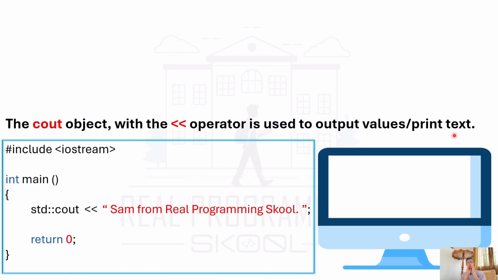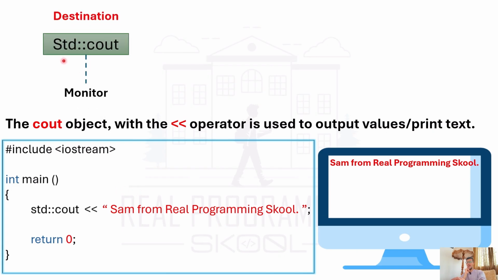Yes, in the previous video I just told you that the cout prints text, but it also prints values like numbers and other things. And this is the previous program from the previous lesson. It's about hashtag include iostream, integer main function, std cout, Sam from reprogramming Skool. When we run this program, it prints for us on the console screen, Sam from reprogramming Skool. All right. So now let us see the syntax.